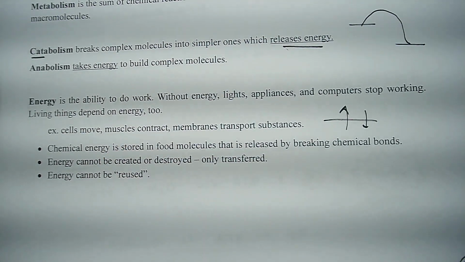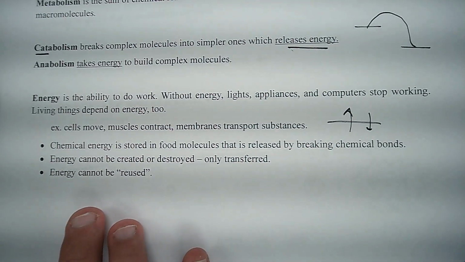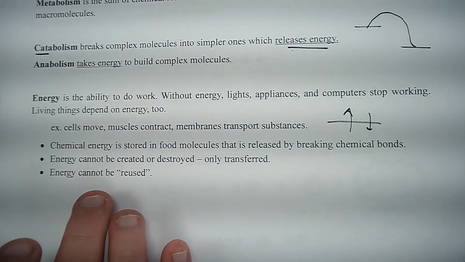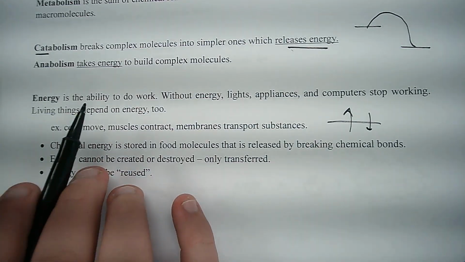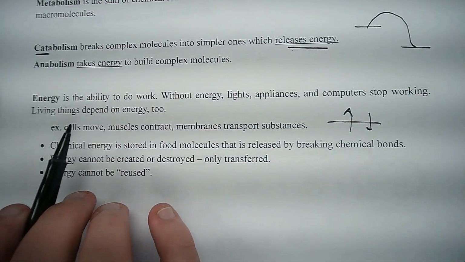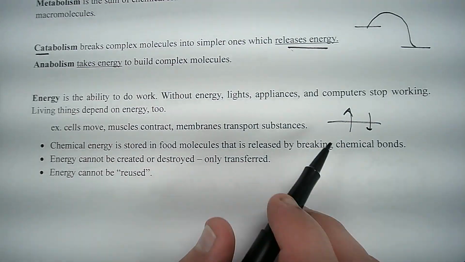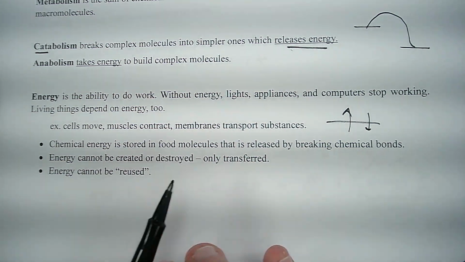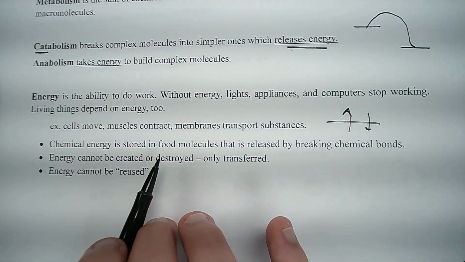Okay, and in general, energy is the ability to do work. It's the ability to move or cause change. And without it, we know our general appliances in life that aren't living, like lights and computers, would stop working. It turns out living things depend on energy as well. Cells are moving, muscles are contracting, membranes are transporting substances. So we need that chemical energy from food molecules, and those are released by breaking chemical bonds.